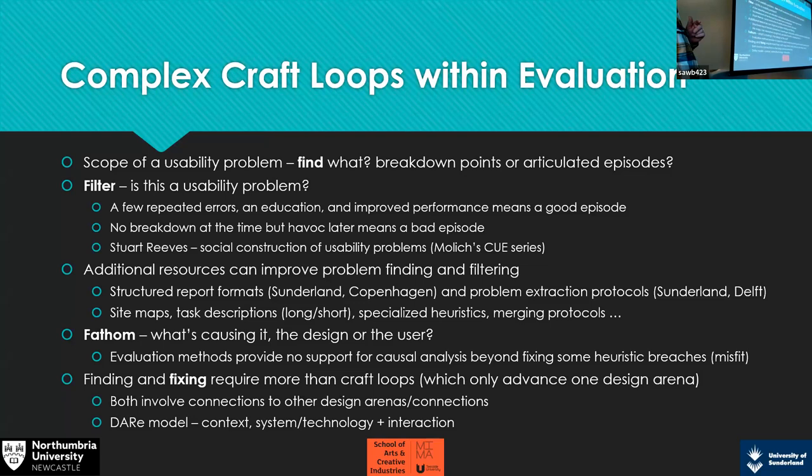So again, this isn't just a craft loop within evaluation. You're drawing on a lot of knowledge, bringing in developers, bringing in other people's experience, interaction and games and the rest to try and work out what is going wrong with that game mechanic. Because if you can't move peasants, you can't play Age of Empires. And finding and fixing, as I said, involve a lot. And the DARE model stands for design, discovery and analysis resources. But I think what this got us to was just that most of the areas of knowledge and interaction design are in play at the same time.